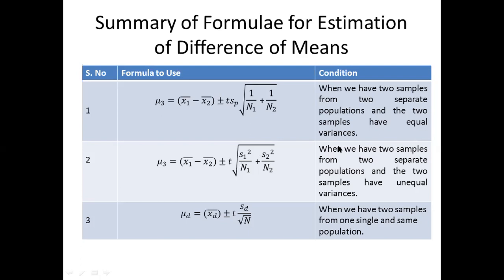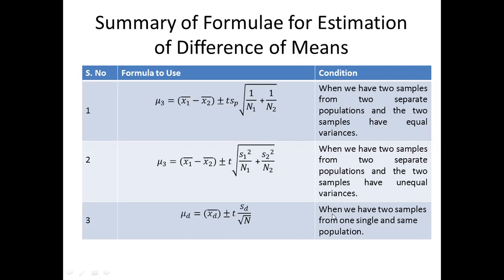The second case is when we have two samples from two separate, or independent, populations, and the two samples have unequal variances. If this is the case, then the formula to use for estimation is this one. That is, mu1 minus mu2 is equal to x1 bar minus x2 bar plus minus t times the square root of s1 square upon n1 plus s2 square upon n2.